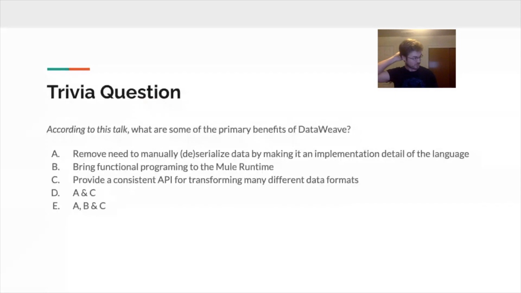So our first trivia question. According to this talk, and that's in italics for an important reason, what are some of the primary benefits of DataWeave? A, remove the need to manually deserialize data by making it an implementation detail of the language. B, bring functional programming to the Mule runtime. C, provide a consistent API for transforming many different data formats. D, which is A and C, and E, which is A, B, and C.